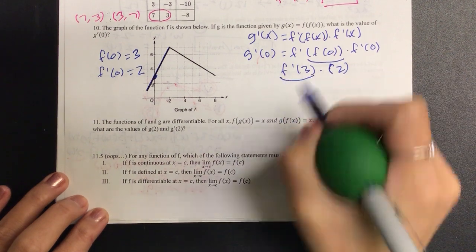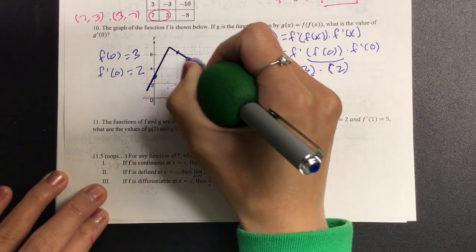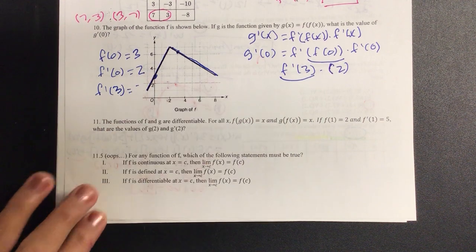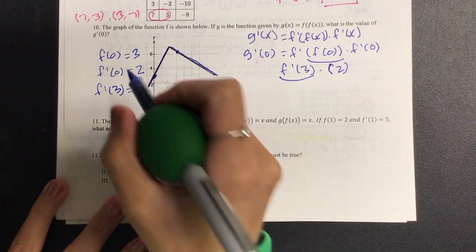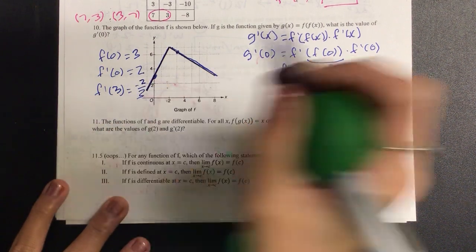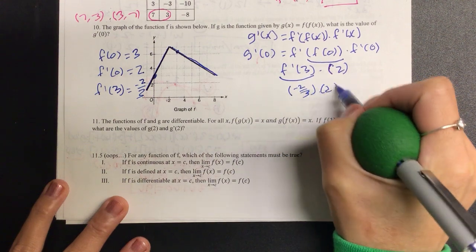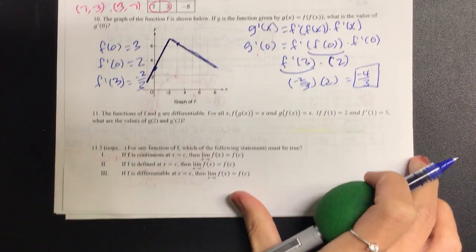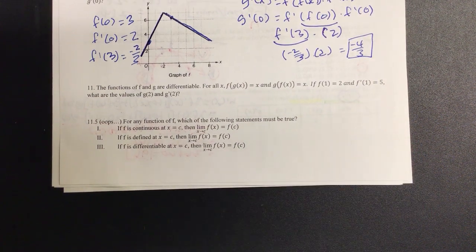Now I need to find what is the slope at 3. So 3 is right here. I need to figure out what is my rise over run right here. It is negative. It'll be a fraction. Negative 2/3. So we have negative 2/3 times the 2 is going to give us negative 4/3. And that is our final answer. Questions on that one? So if it's a prime, it means find the slope of that specific line.